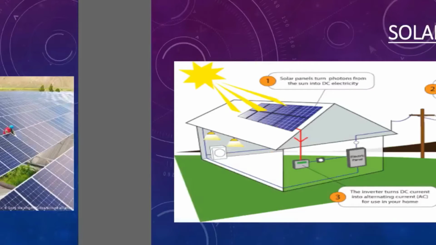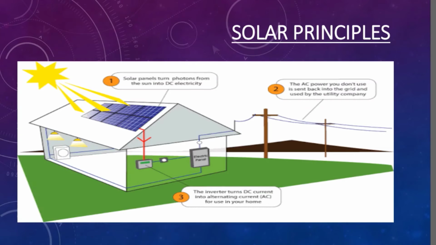Solar principles. Here the figure briefly explains how the solar system works. Number one, the solar panel turns photons from the sunlight into DC electricity. The AC power you don't use is sent back into the grid and used by the utility company. The inverter turns DC current into alternating current for use at home. So, from the solar system or solar panels, we can earn money and we can be safe with our electricity.